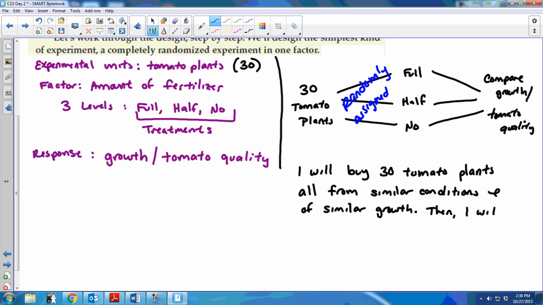Then I will randomly assign, we want to have approximately equal groups. You don't have to have equal groups. They're approximately equal. I have 30 tomato plants in 3 groups. So assign 10 plants to each treatment. You could say in here how you're going to do that. You can say number them 1 through 30 and then select 10 unique plants for each group.